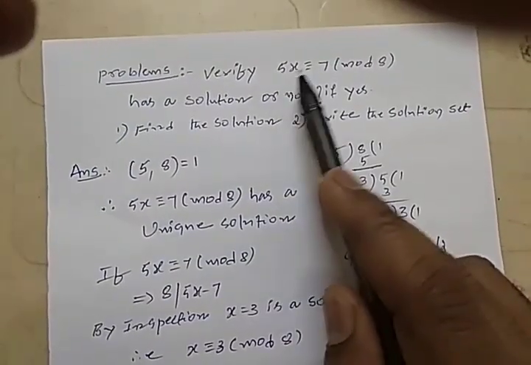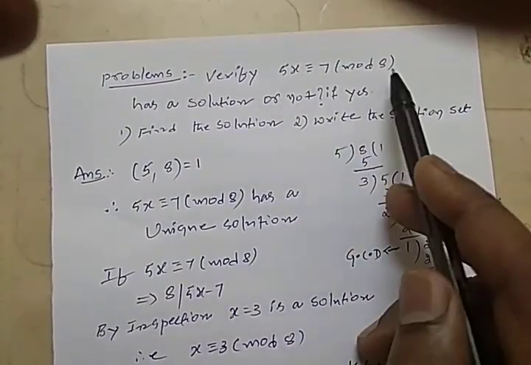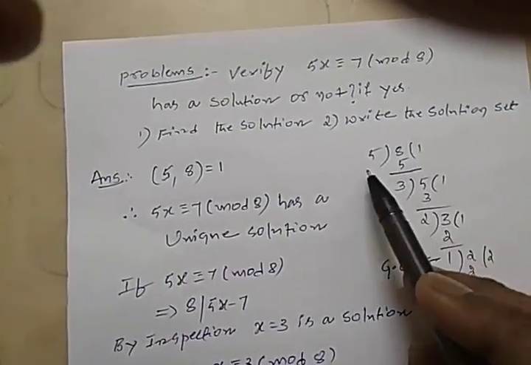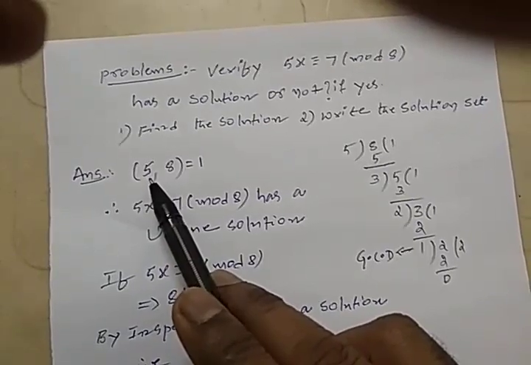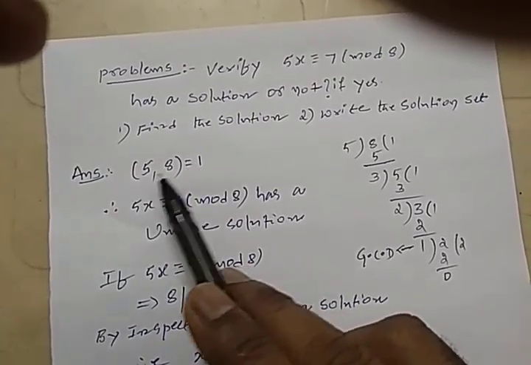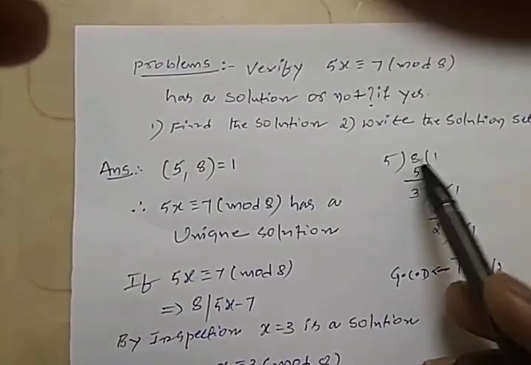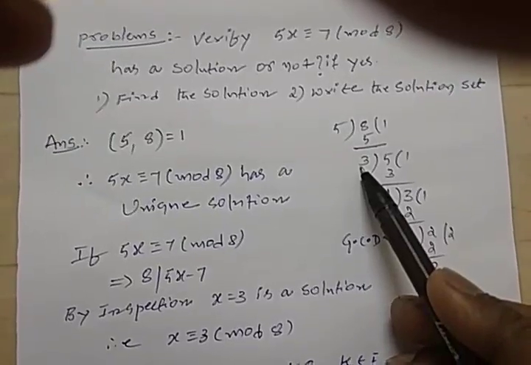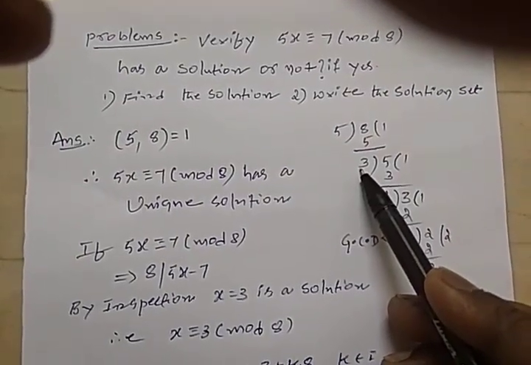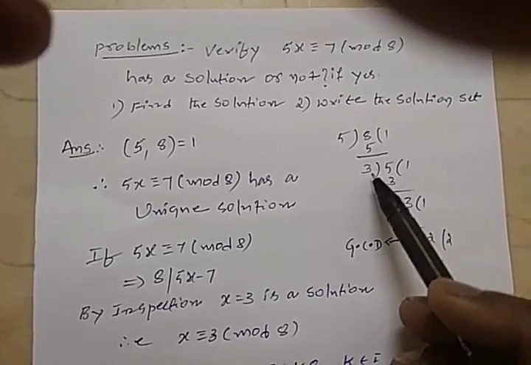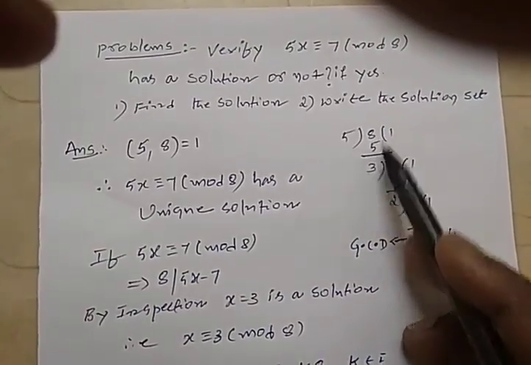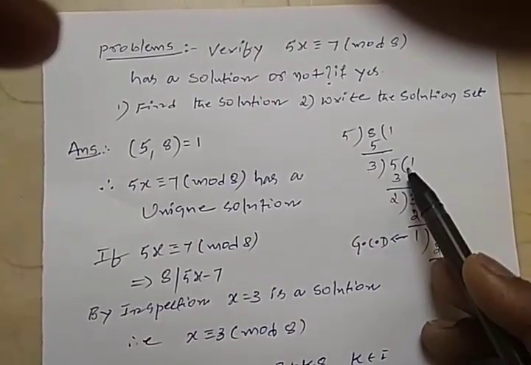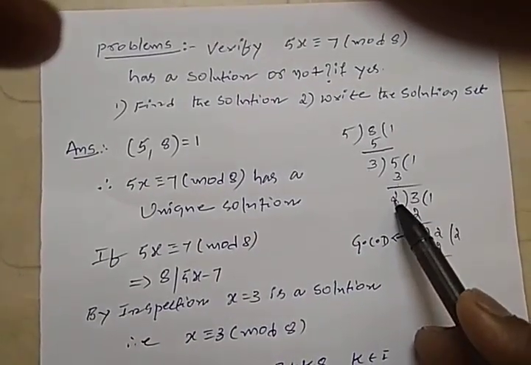Now take the coefficient of x as 5 and the mod as 8. Let us find the GCD of 5 comma 8. Take the smaller number as the divisor and the other number as the dividend. 5 ones are 5, we get 3 as the remainder. Continue this process till we get remainder 0. Next take the remainder 3 and divide 5: 3 ones are 3, you will get 2 as the remainder.